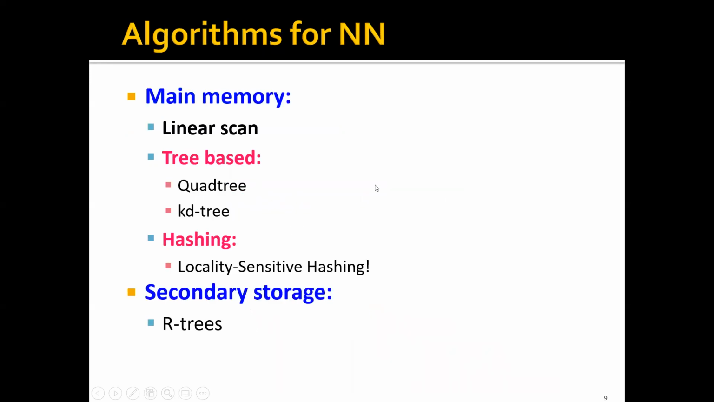Specifically, if we want to run the algorithms in main memory, we can do a linear scan, basically scanning through all the data to find the k-nearest neighbors or find the data points within some radius. Or we can use a tree-based approach, for example, a quad tree or KD tree. And more interestingly, we already know that we can use hashing-based methods, such as the locality-sensitive hashing that we have discussed before. And furthermore, if we are allowed to use secondary storage to handle a larger data set, we can also use tree algorithms.